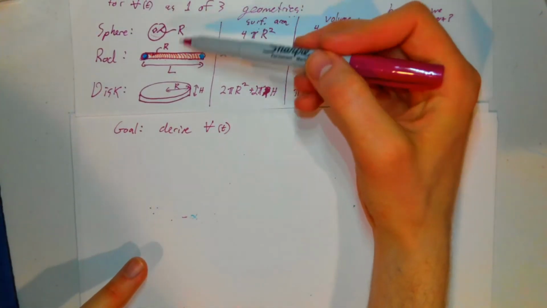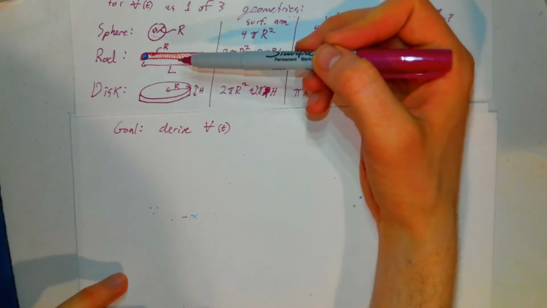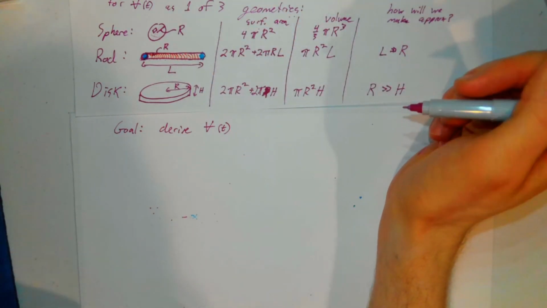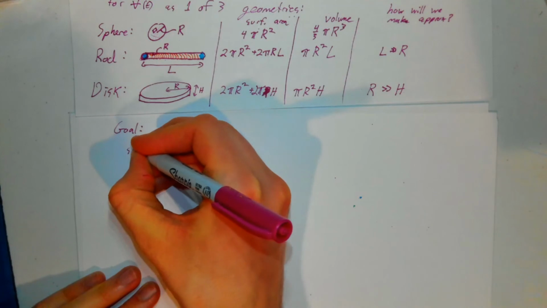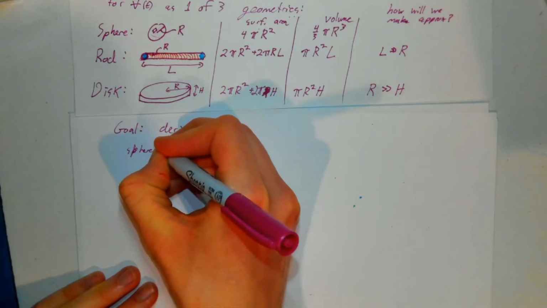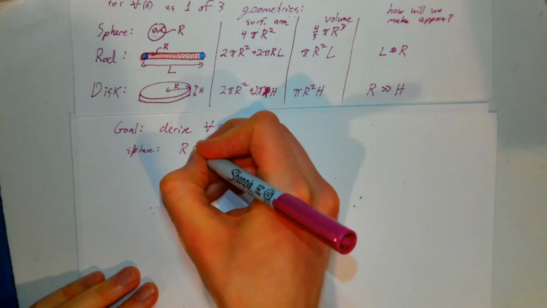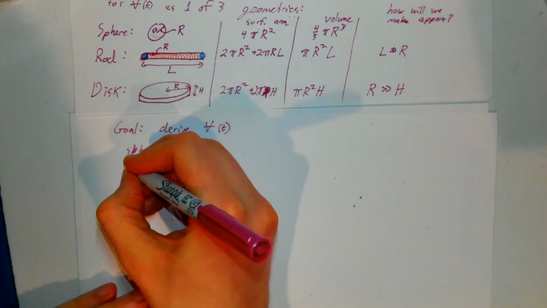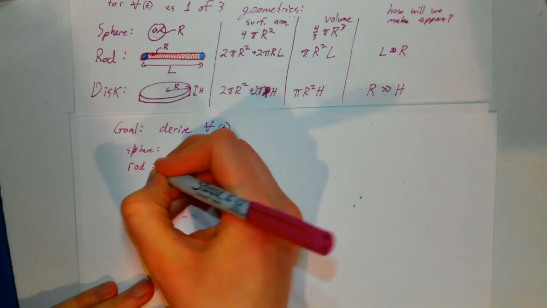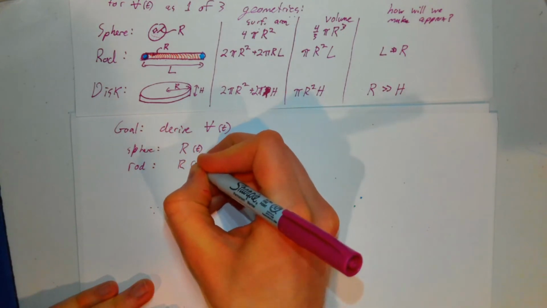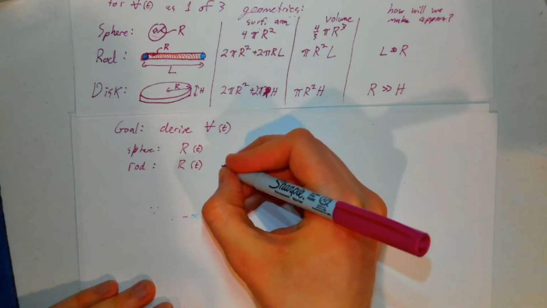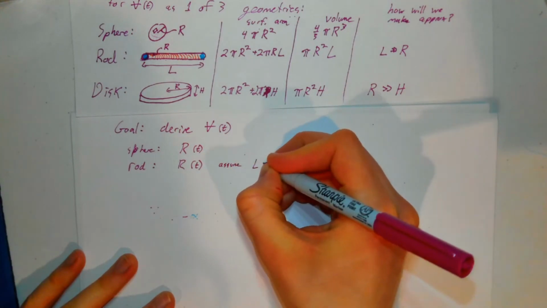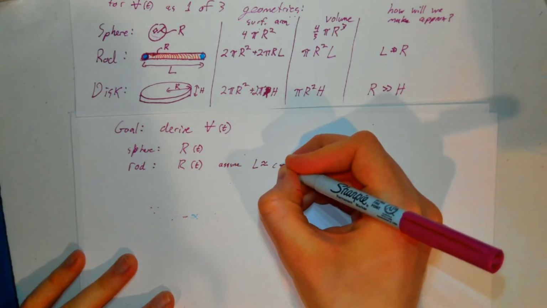But for these 3 different geometries, we're going to have basically a different way of doing so. So for the sphere, our goal is basically to figure out what the radius is as a function of time. For the rod, our goal is to figure out what the radius is as a function of time, and we're basically going to assume that the length is approximately constant.